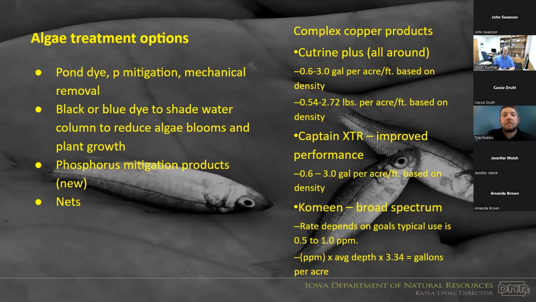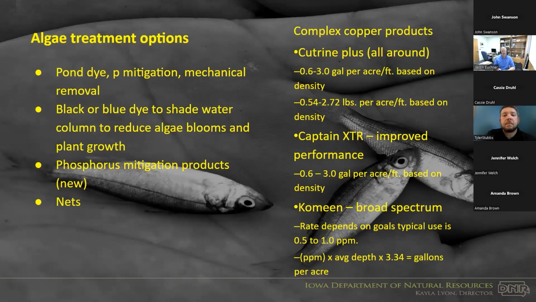And then there is mechanical removal. If you have floating filamentous algae, or muskgrass, those are algae that you could mechanically remove with a net. Obviously, planktonic algae is virtually impossible to mechanically remove.